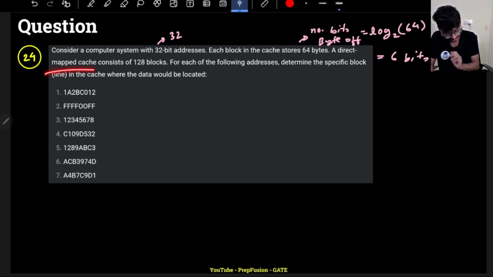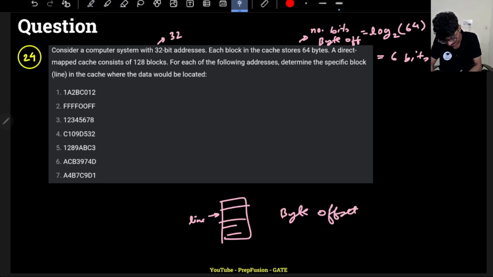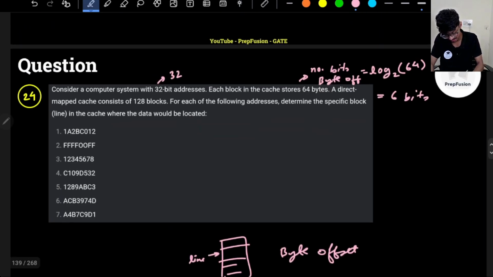Now what are they asking? It is a direct map cache with 128 blocks. Okay, fine. For each of the following addresses, determine the specific block line in the cache where the data will be stored. So in the cache, I have a total of 128 blocks. So they are asking in the block, in which line exactly will the data be stored. So they are basically asking me the byte offset. Finding out byte offset is not that difficult. It will be the last 6 bits, right? The last bits are the byte offset. So the last 6 bits will be the byte offset. So just check the last 6 bits of the memory address.